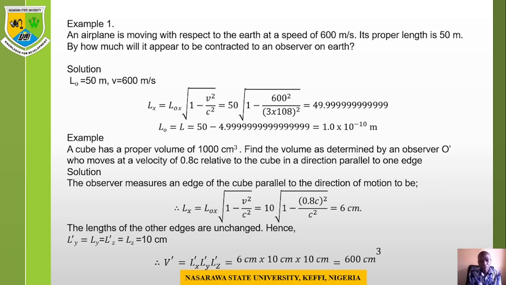So therefore the volume, normally volume is length times breadth times height. So we have L prime x times L prime y times L prime z, which should be 6 times 10 times 10, because all the other coordinates are unchanged. And our final answer is 600 centimeters cubed. The unit is cubed because what we calculated is volume, and volume is in centimeters cubed.